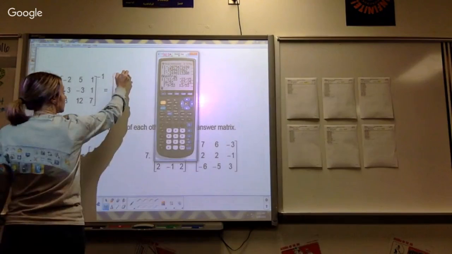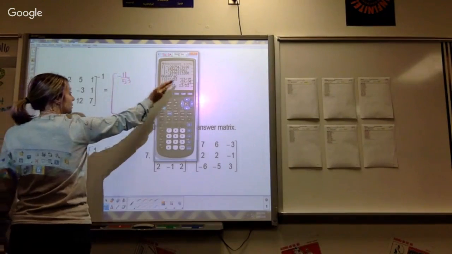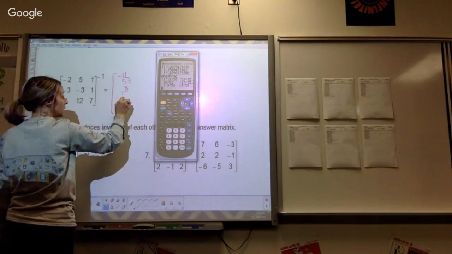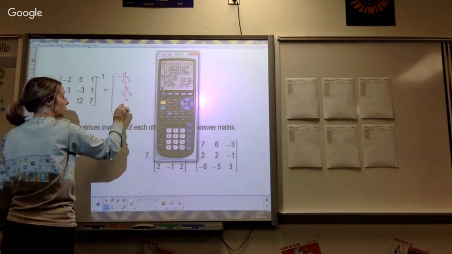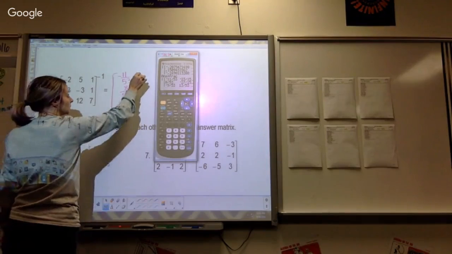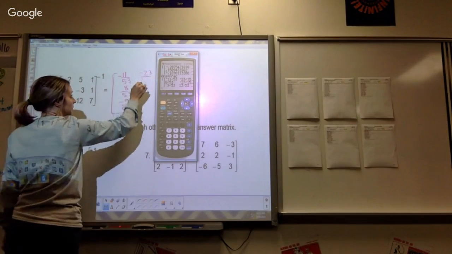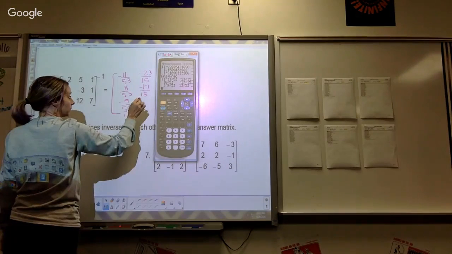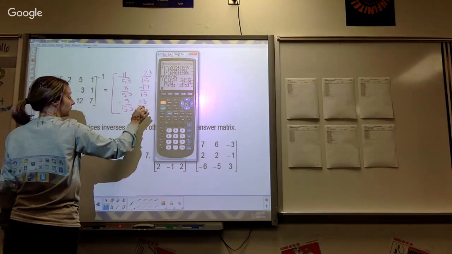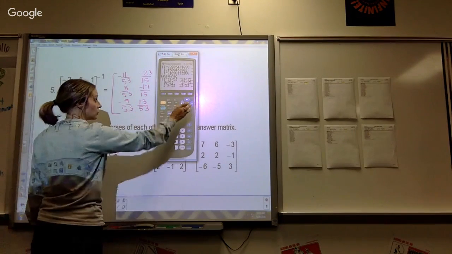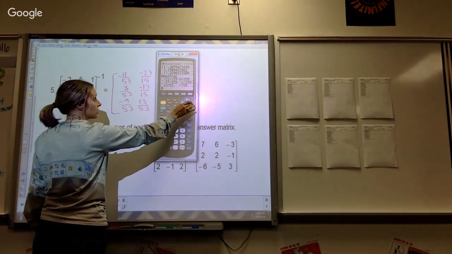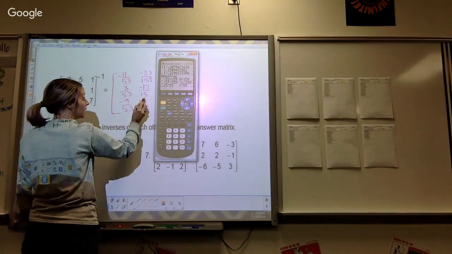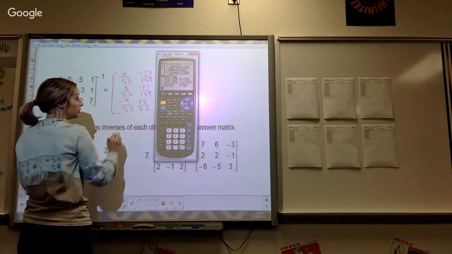So -11 over 53. Now notice I'm not able to see all of them, so I'm going to go ahead and write down the ones that I can see, and then I'll show you how you can find the other ones. Use your right arrow key, and then it scrolls it over for you. So that's -23 over 159, -17 over 159.